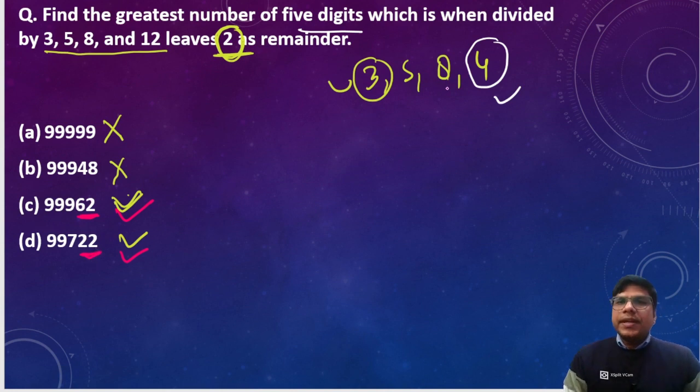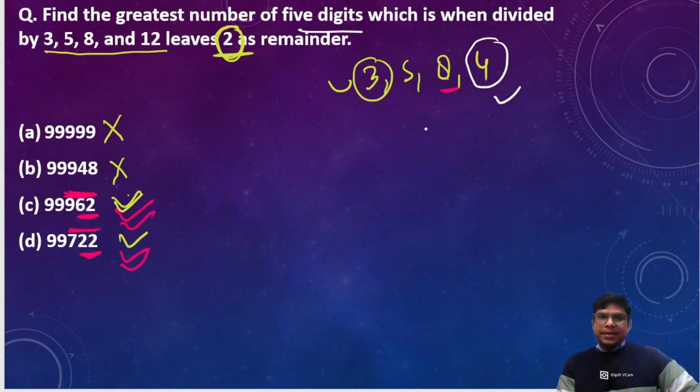Now we can also use 8 as a tool. What is the divisibility rule of 8? If the last 3 digits of a number are divisible by 8, then the number itself is divisible by 8. So when we divide the given number by 8, the remainder must be 2. If we divide this option, 962, the remainder will be 2. If we divide 722, again we get a remainder of 2. So again we have used all the tools, and we couldn't find our answer.